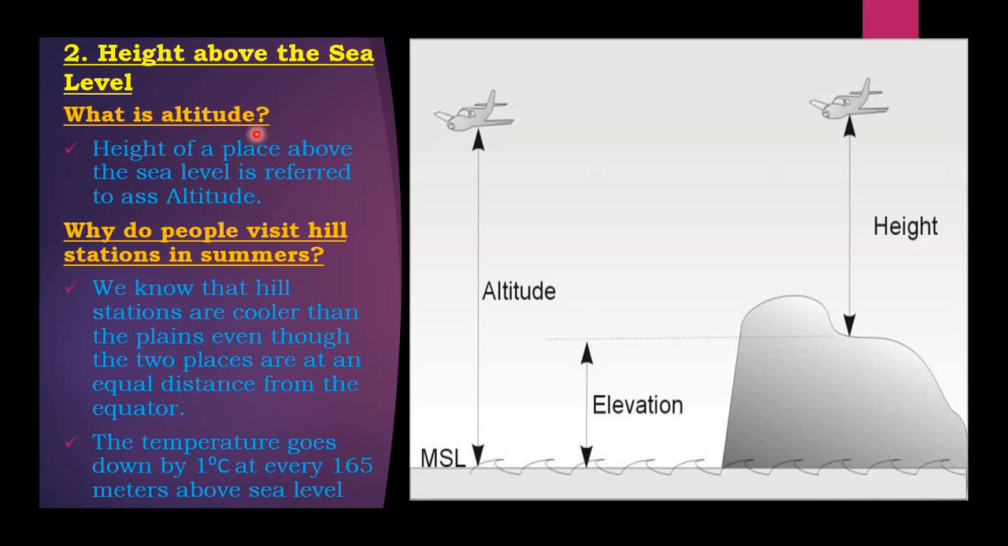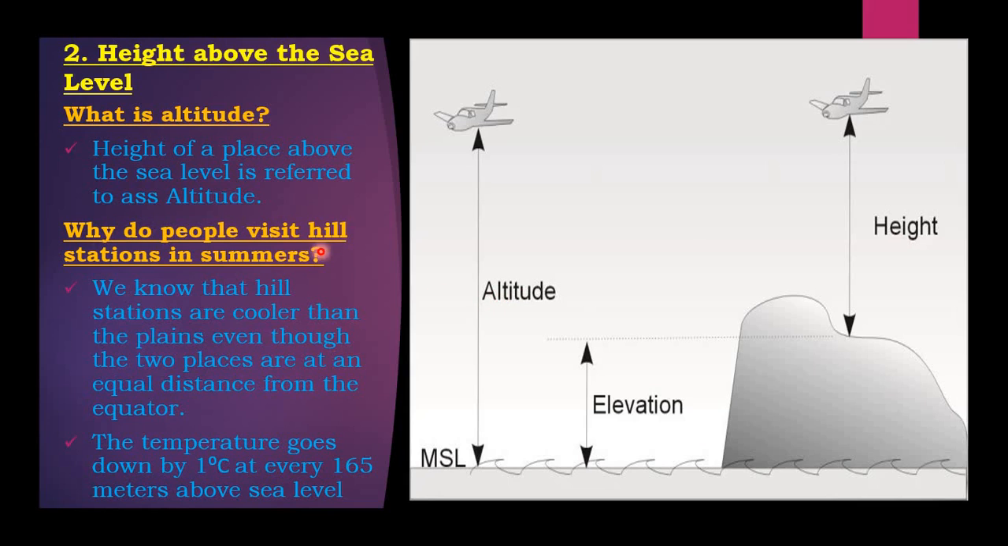What is altitude? Altitude is the height of a place above the sea level. So children, you can see in the pictures here, there is an elevation, height and the altitude.